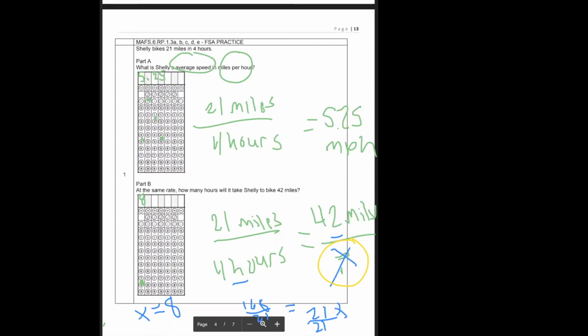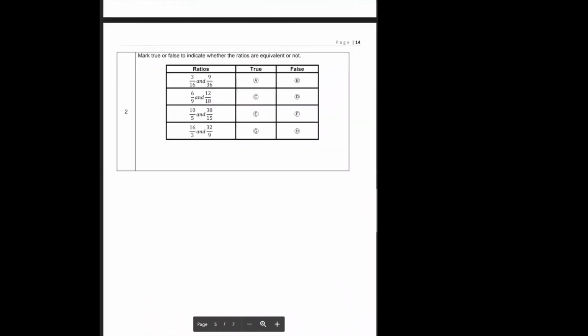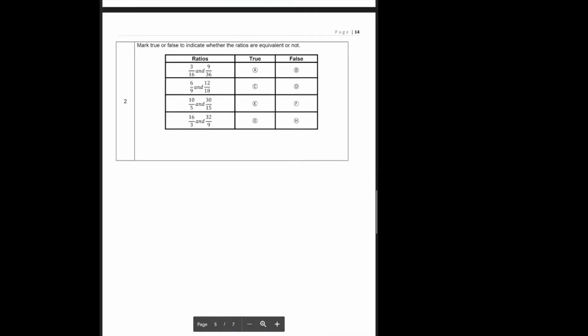That's really how you do that problem, but it wasn't too bad. I'm just going to clear the screen and move on to the next one. A lot of these can be solved with the relationship, so keep that in mind. Number 2 says, mark true or false to indicate whether the ratios are equivalent or not. When you have ratios, I think the best way to see if they're equivalent is to simplify the fraction and see if they're equal.